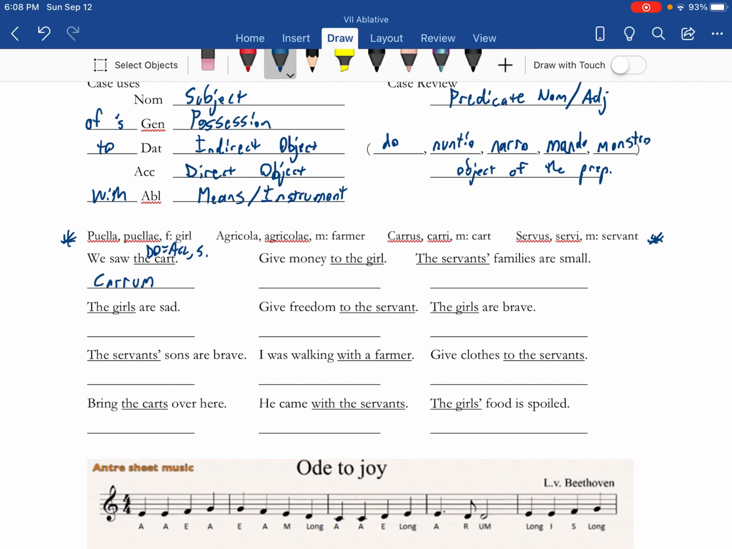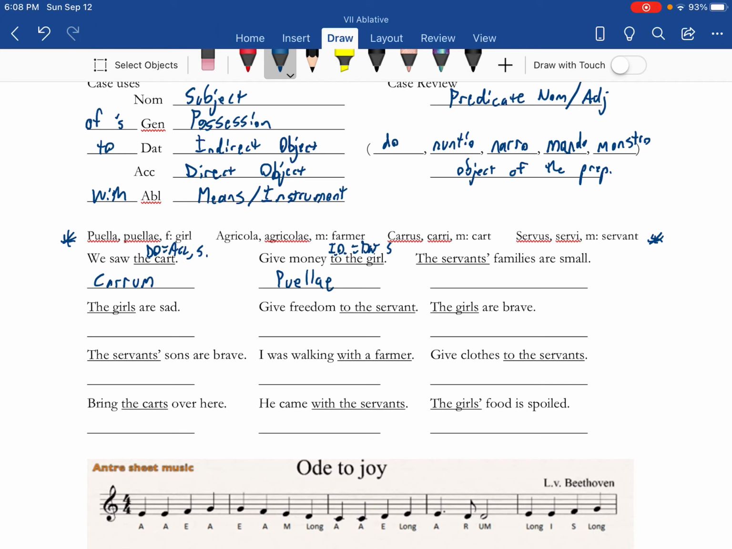Give money to the girl. She is receiving the direct object, which makes her the indirect object, which is dative and singular. All right, puella is the word for girl. If you look at first declension, because that ends in an A, find dative singular, AE.